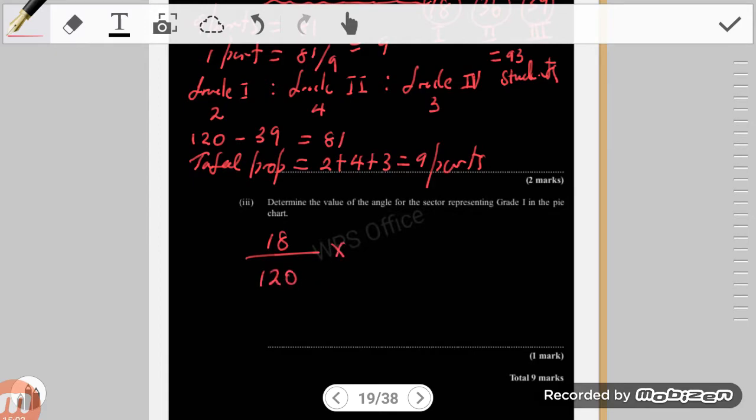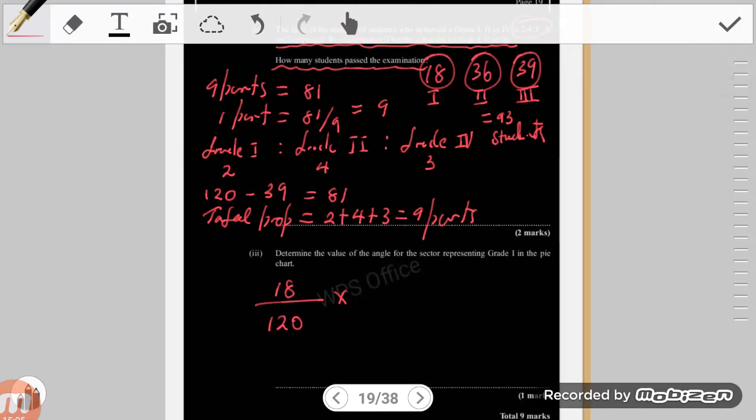And then because the whole entire circle accumulates to a total of 360 degrees, we're going to multiply that by 360. If they wanted, say for example, the percentage of students that represented grade 1, we would have times this by 100, but because we want to know the angle, we're going to times it by 360. So you can use your calculator here all at once. Alright, so you could say 18 divided by 120, and then we're going to multiply that now by 360 degrees, and that should tell us that the angle is equal to 54 degrees.